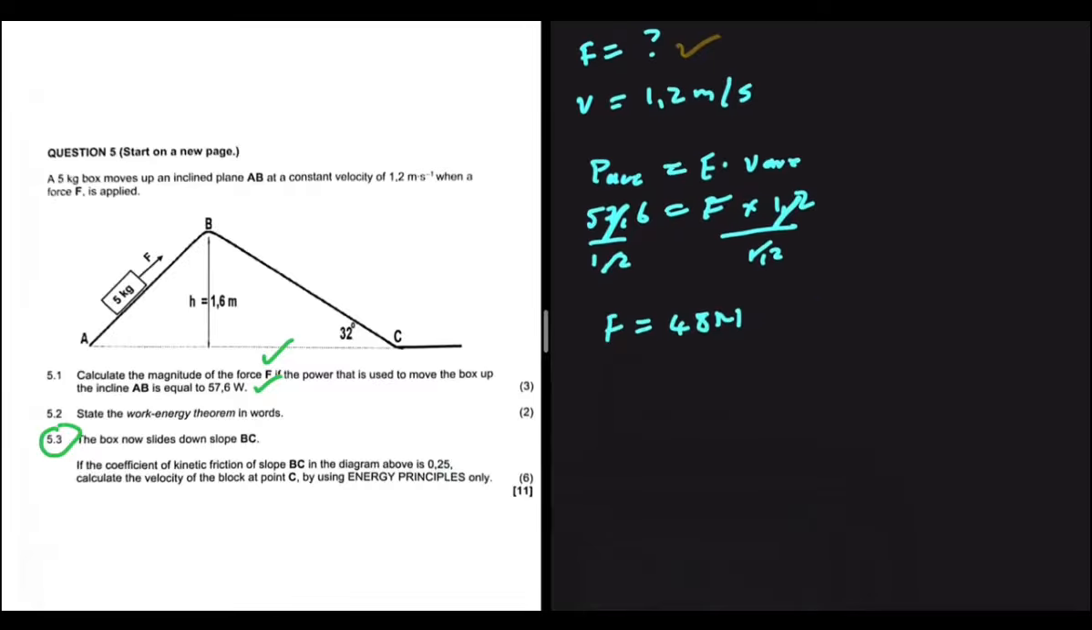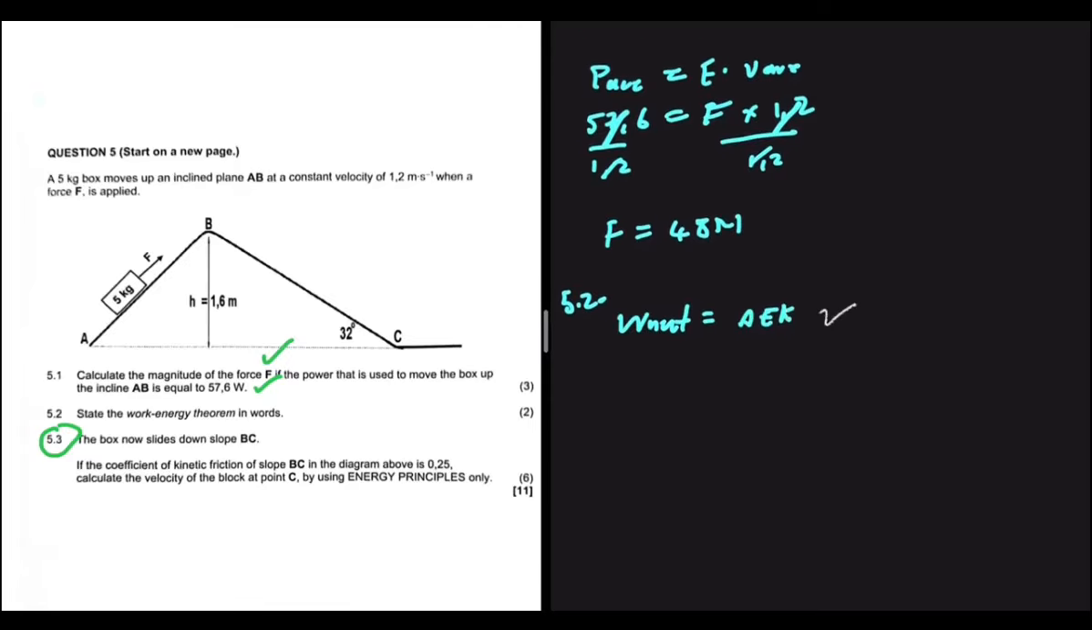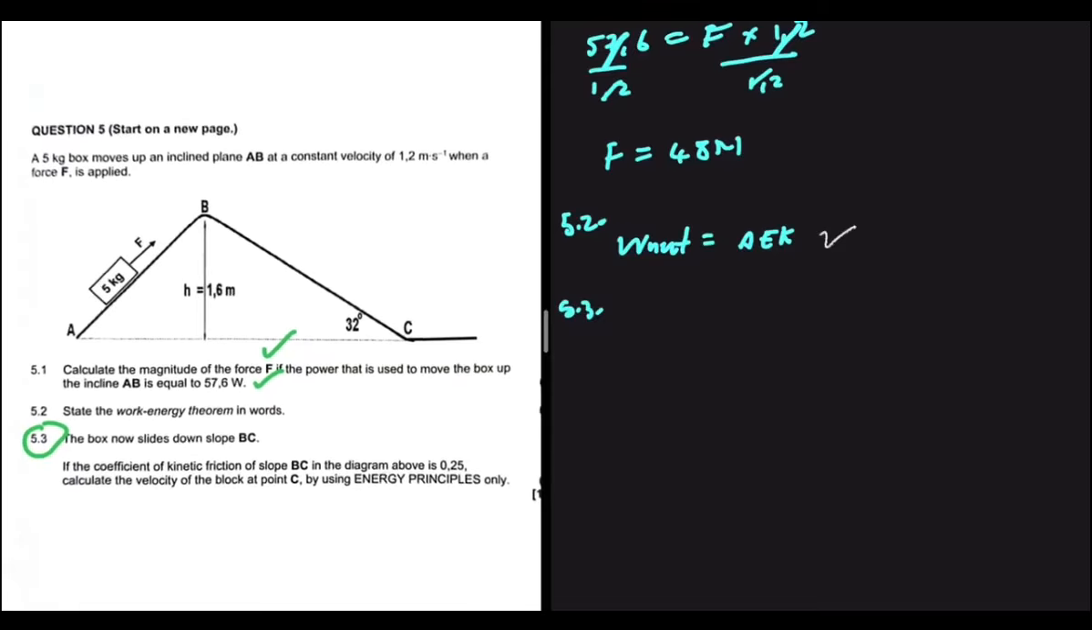Let's take a look at 5.2. We're supposed to state the work energy theorem in words. The net work done on an object by a net force is equal to the object's change in kinetic energy. That is 5.2. 5.3, the box now slides down slope BC. If the coefficient of kinetic friction of slope BC in the diagram above is 0.25, calculate the velocity of the block at point C by using energy principles only.